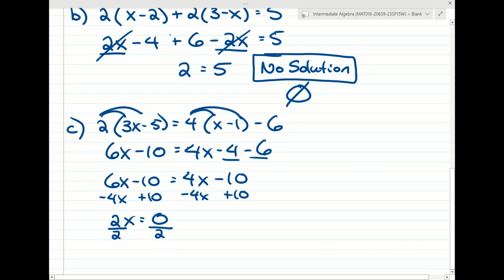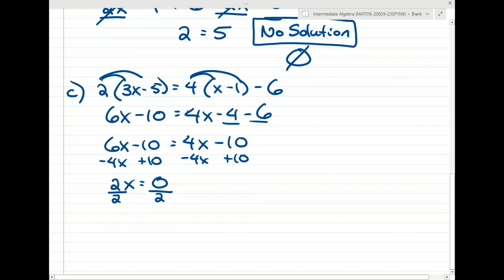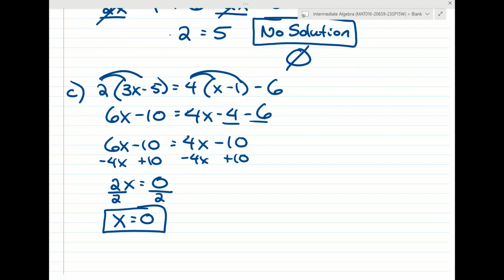So we have to get rid of that 2 in front. And we could divide everything by 2. So x is equal to 0 would be the conditional solution. So 0 is the answer here. That's different than the last problem where there was no solution. So the solution here is 0.